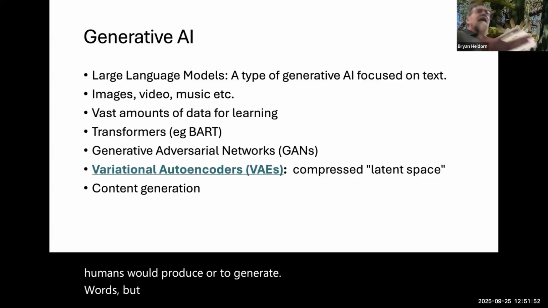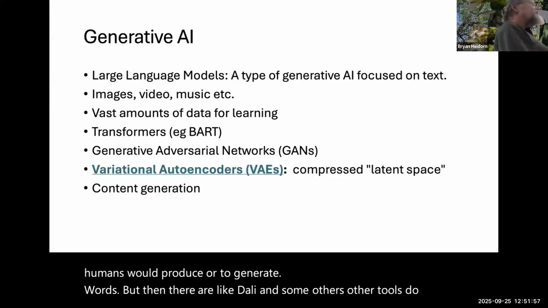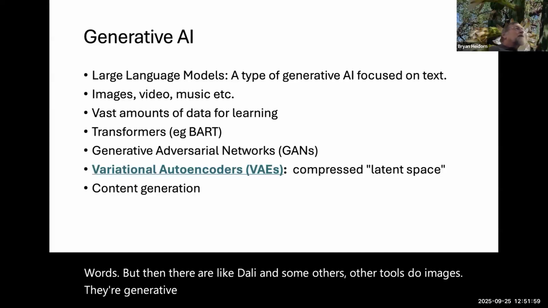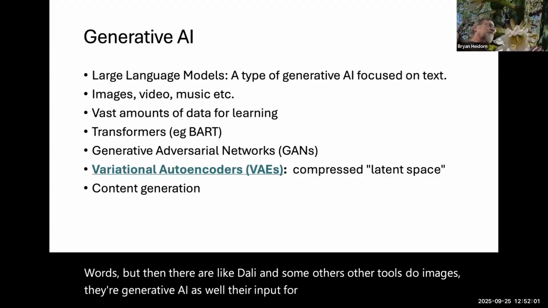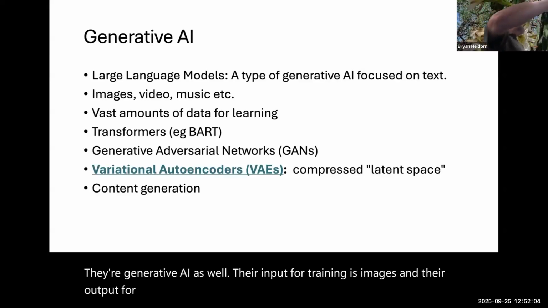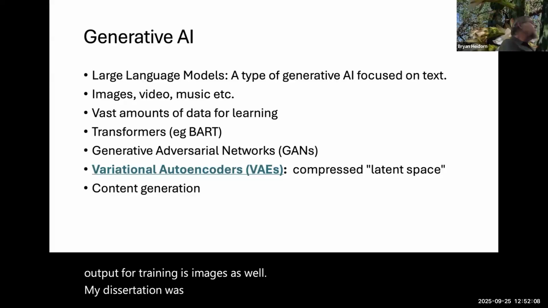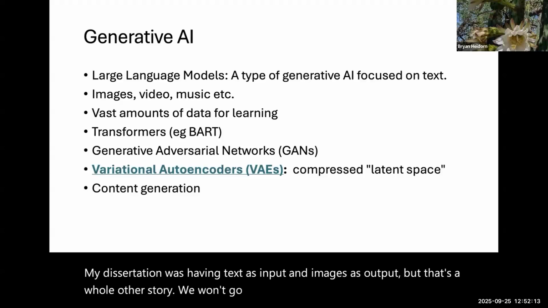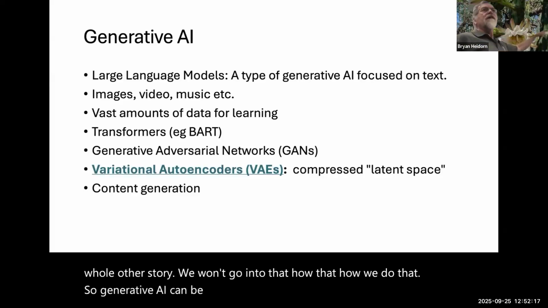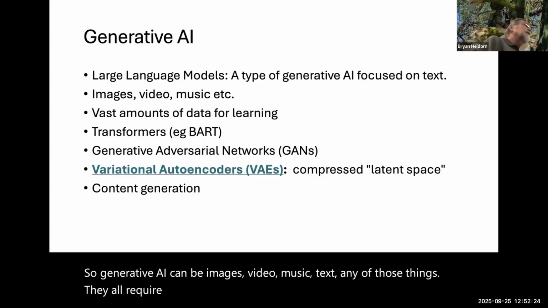But then there are DALL-E and some other tools that do images. They're generative AI as well. Their input for training is images and their output for training is images as well. My dissertation was having text as input and images as output, but that's a whole other story. We won't go into how we did that. So generative AI can be images, video, music, text, any of those things. They all require vast amounts of data for learning.